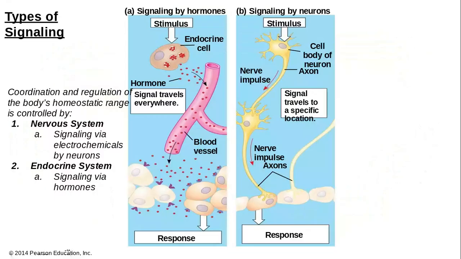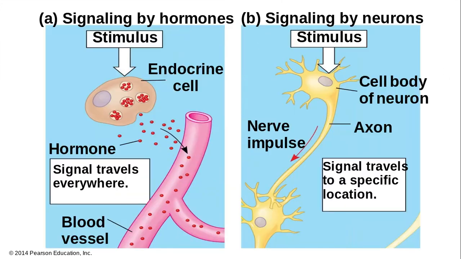There are really two types of signaling in the body. The first is through hormones in the endocrine system. That would be number 2 here. And then the second is signaling by neurons in the nervous system. And we've talked about both of them in this unit.